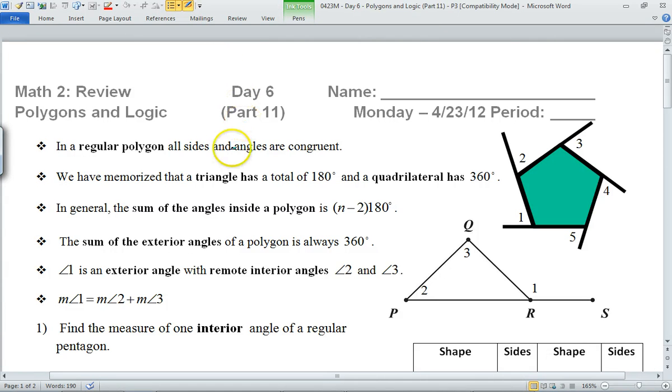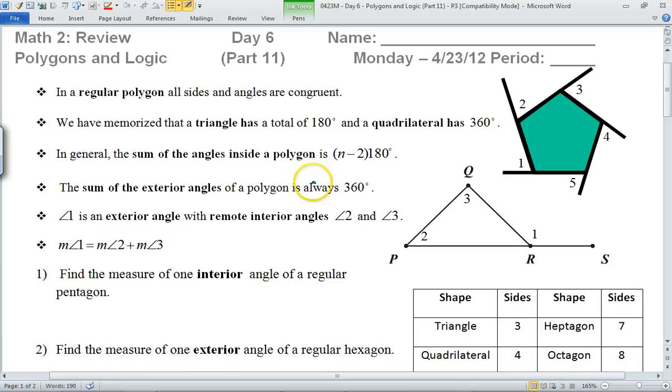Make sure you know all the notes that are on these pages I'm giving you. Real quick, regular polygon. That means all the sides and all the angles are equal. We've memorized these two degrees. We know that if it's a triangle, that automatically means 180 degrees inside.